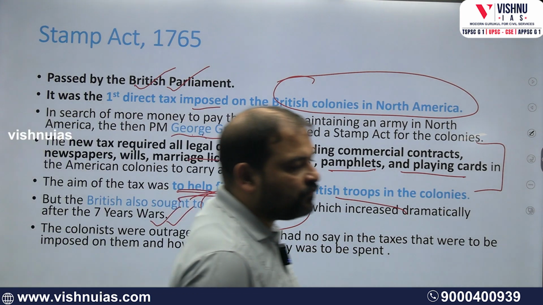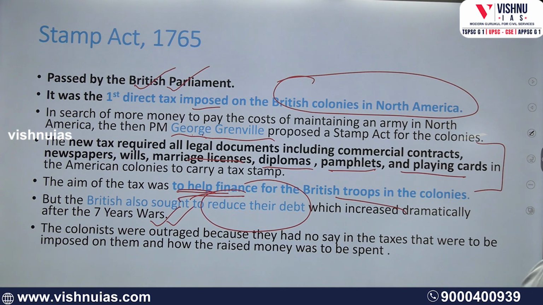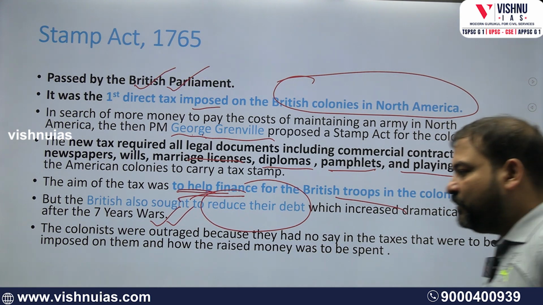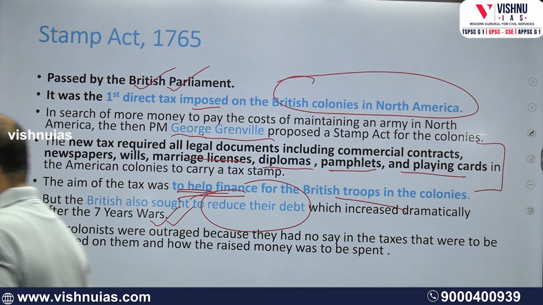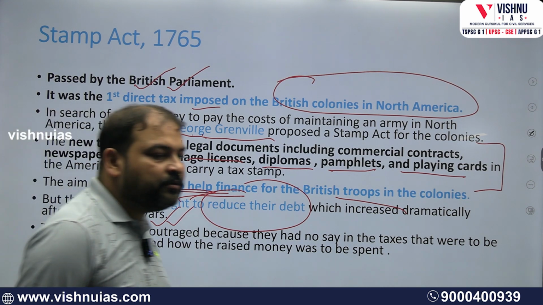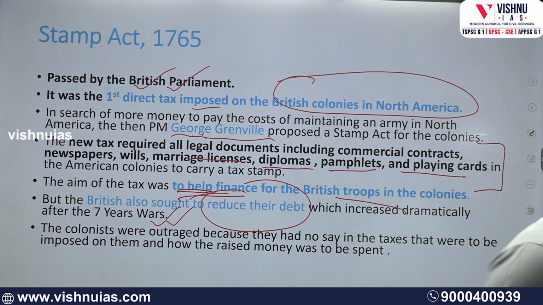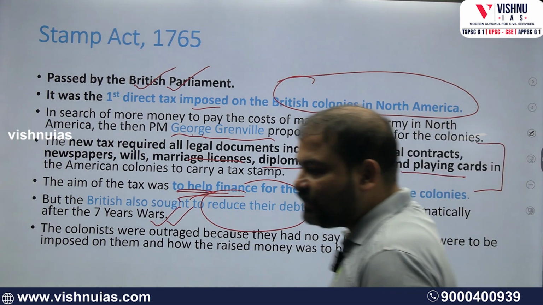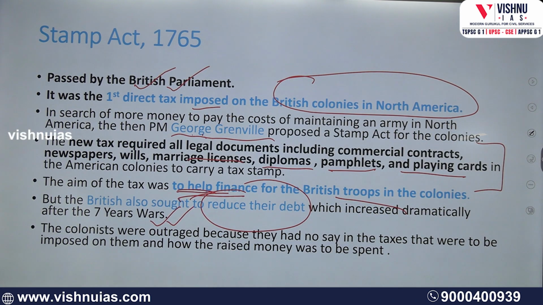Invariably, the colonists were unhappy. Same logic, no taxation without representation. How can you put this tax on us? Am I clear? If you want, you can write one more line: first direct tax on Americans by British.